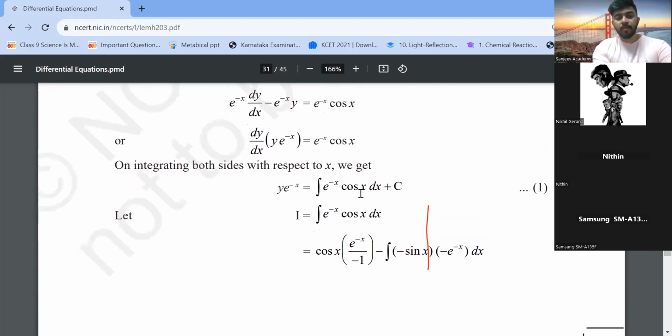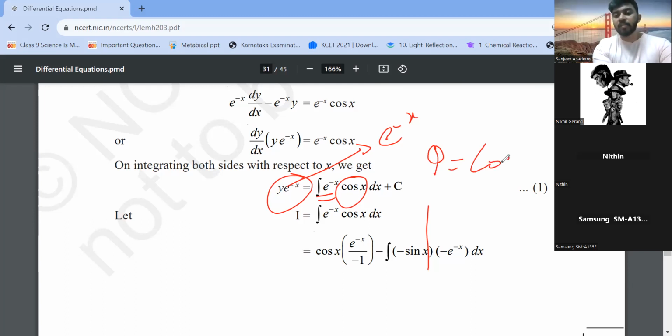As I told you, my next step is what? Y dot integrating factor, right? My integrating factor is e power minus x. Y dot e power minus x is equal to integral of integrating factor into q. Q already is my cos x. So cos x into e power minus x. So I have to do by parts here. First function into integral of second function minus integral of d by dx of first function into integral of second function. And then once we integrate, we will get the answer for this.